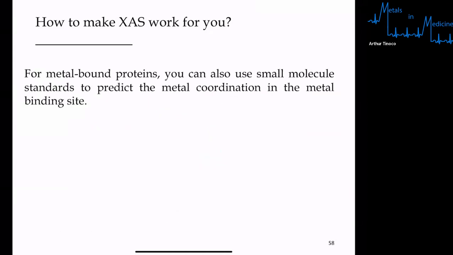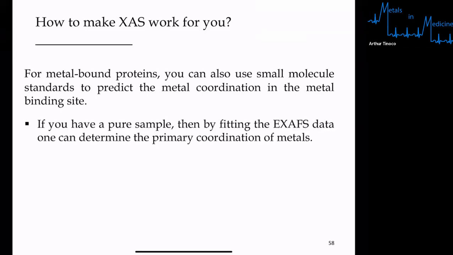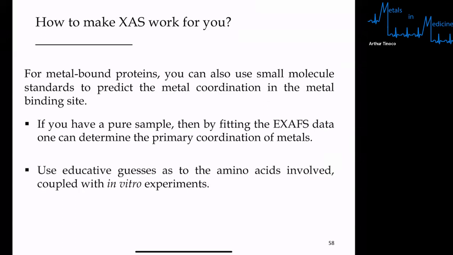All right, so how to make XAS work for you. For metal-bound proteins, you can also use small molecule standards, as we were just mentioning, to predict the metal coordination in the metal binding site you're interested in. If you have a pure sample, then by fitting the XAFS data, one can determine the primary coordination of the metals. But typical pure samples may be difficult unless you're working with recombinant expression. And you can use educated guesses.